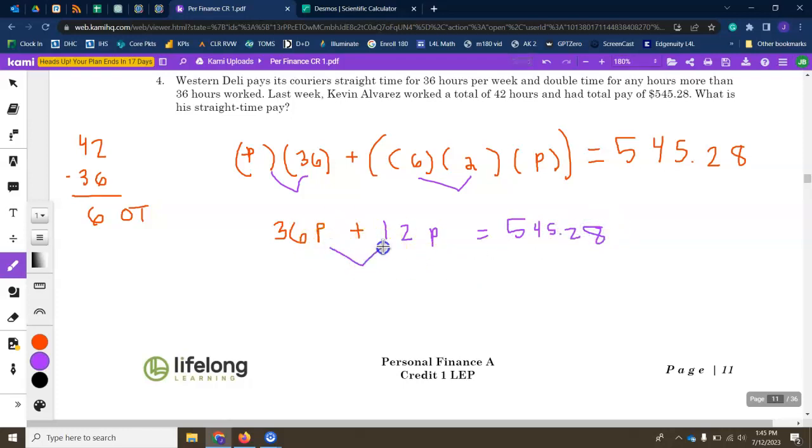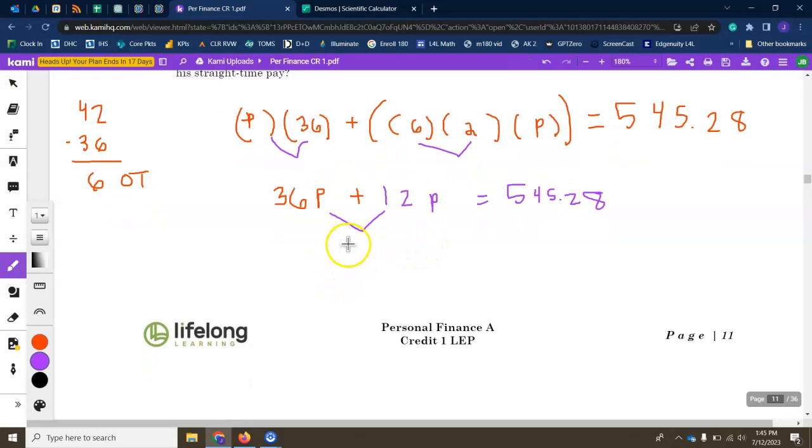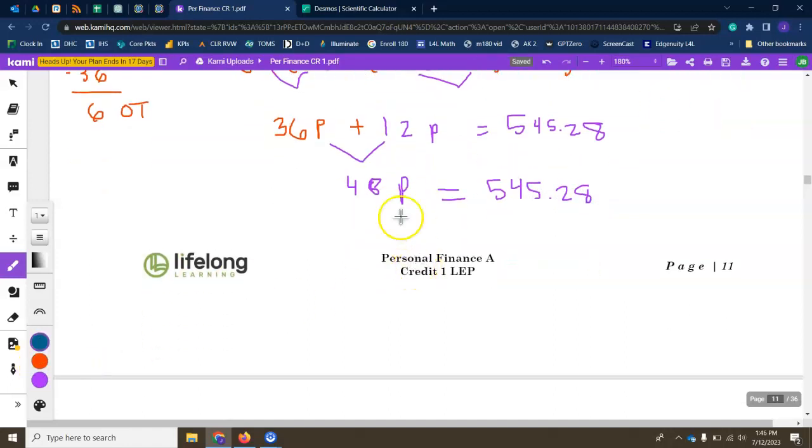We combine these two together. They're both like terms. They both end in P, and we get 48P equals $545.28. And we now have to get P by itself, his hourly pay, his straight time pay. So we divide both sides by 48. We cancel this over here so that we may find our final answer.